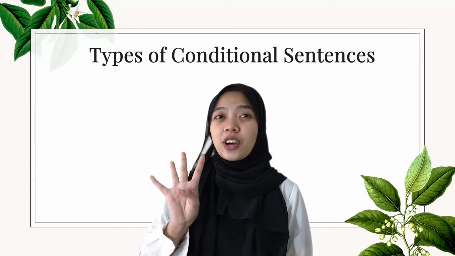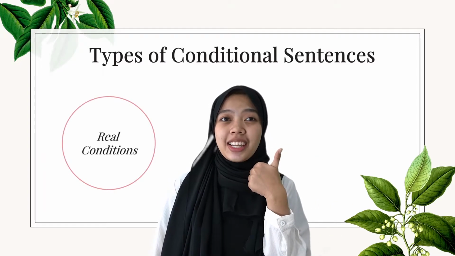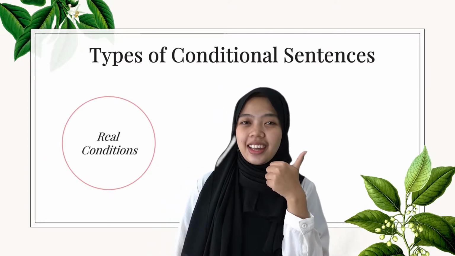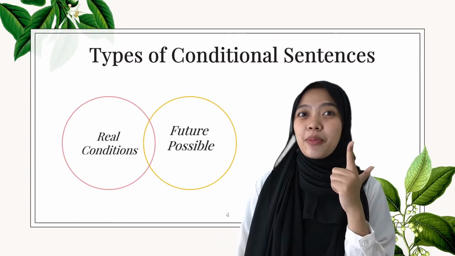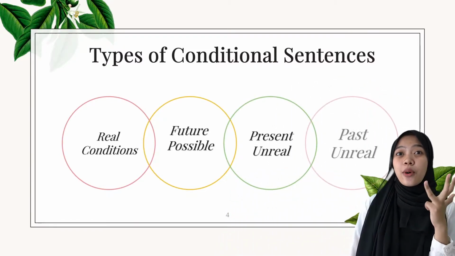There are 4 types of conditional sentence. The first one, real conditions. The second one, future possible. The third, present unreal, and the fourth, past unreal.